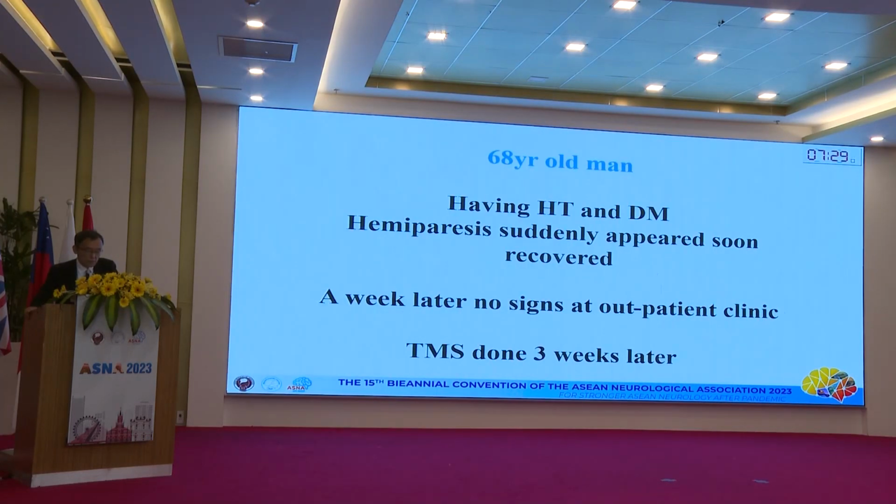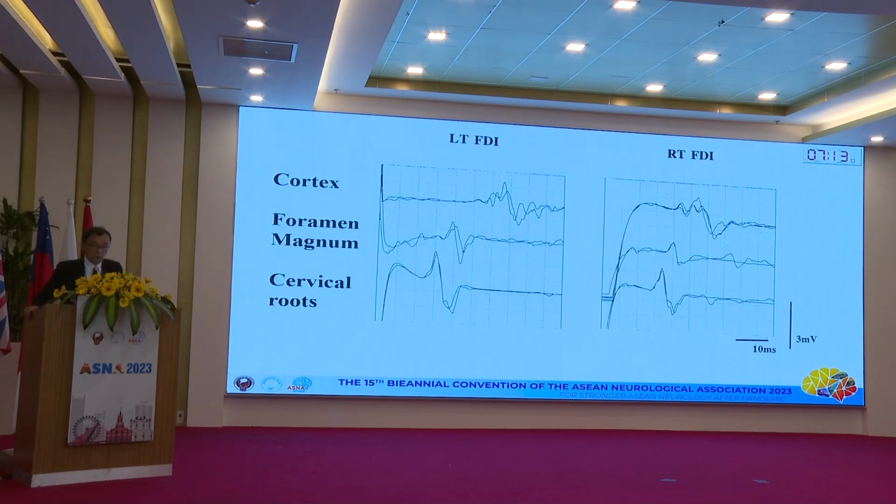I show, for example, a 68-year-old man with hypertension and diabetes, risk factors for cerebrovascular disease, who appeared with hemiparalysis, and of course we consider stroke. At 3 weeks the neurological examination showed no change, which means the power is 5. However, you see the cervical and foramen magnum latencies have no difference between the two sides, but the cortical latency is very prolonged as compared to this side. So this suggests that something happens within here.